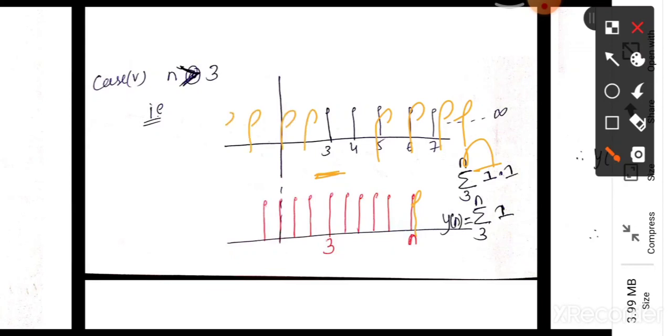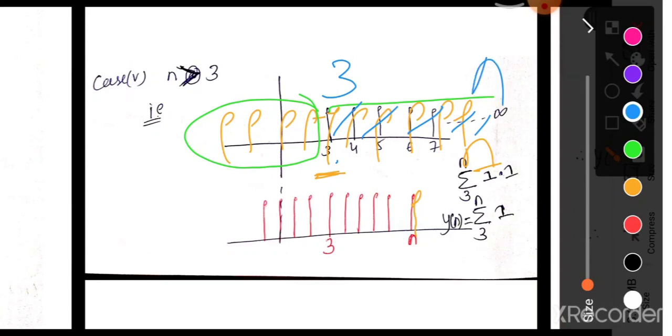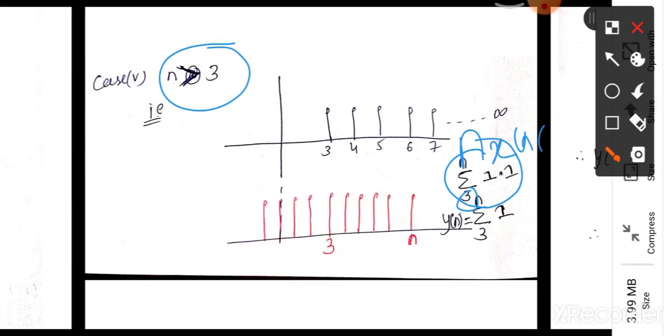After 3, there is no overlap, and below 3 there is no overlap. Only overlap is possible between 3 to n. What you can write as the equation is: when n is greater than 3, your signal will be present between 3 to n, summation from 3 to n of x of n into h of n.